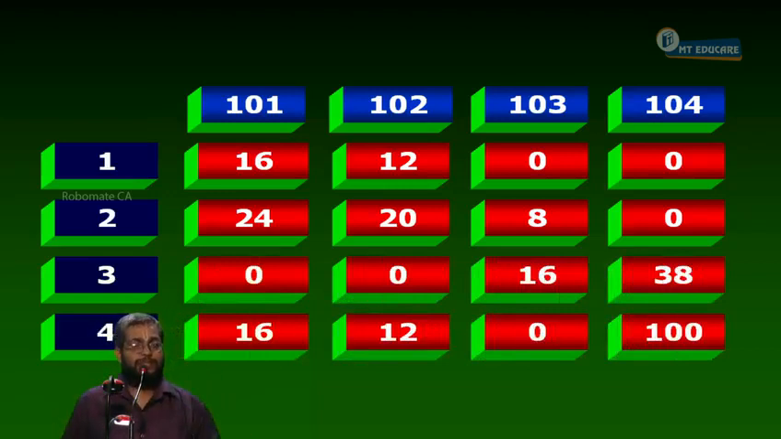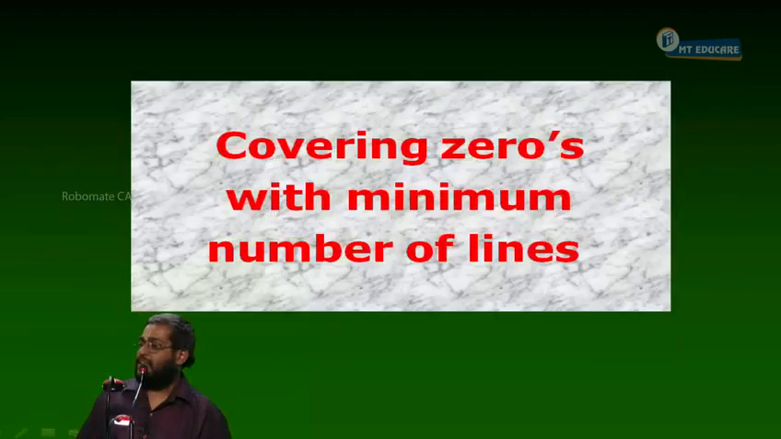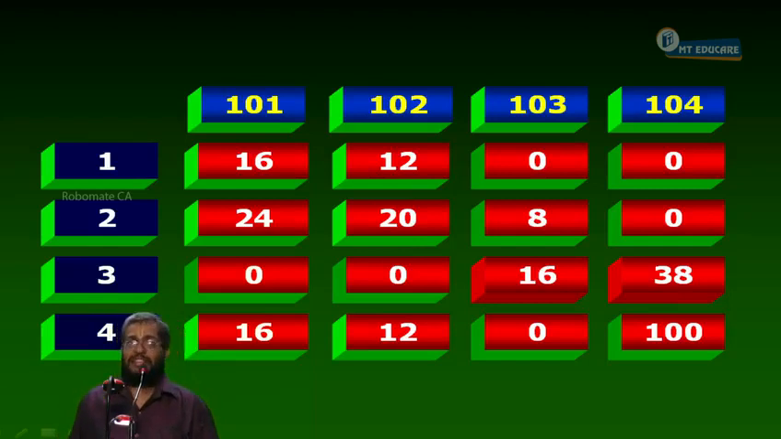Now, step number 6. Covering zeros with minimum number of lines. Again, don't do ahead of me. Do everything along with me. Write the matrix again. 16, 12, 0, 0. 24, 20, 8, 0. 0, 0, 16, 38. 16, 12, 0, 100. Can you start drawing the lines or not?